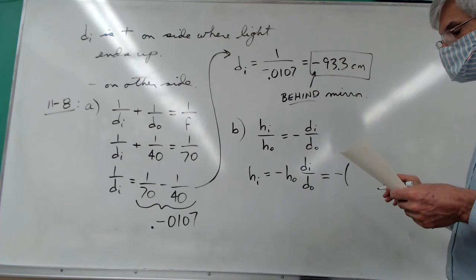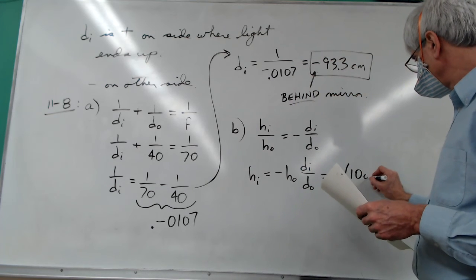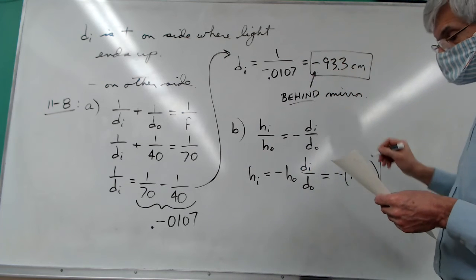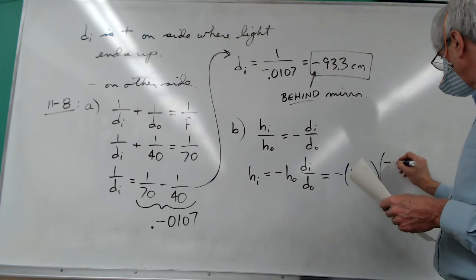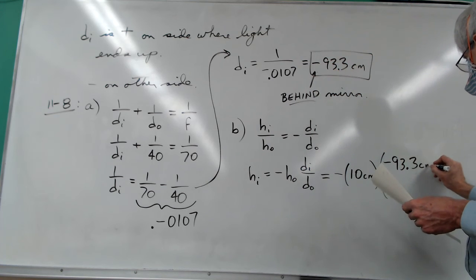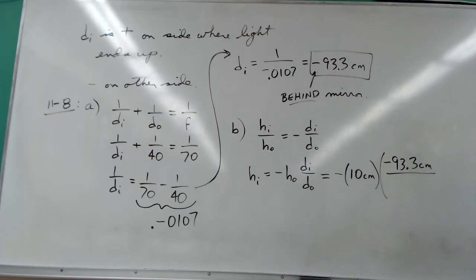Height of the object says it's 10 centimeters tall. Image distance was negative 93 1/3. Object distance was 40 centimeters. Minus cancels minus, so the height will come out positive, which means it's right side up.